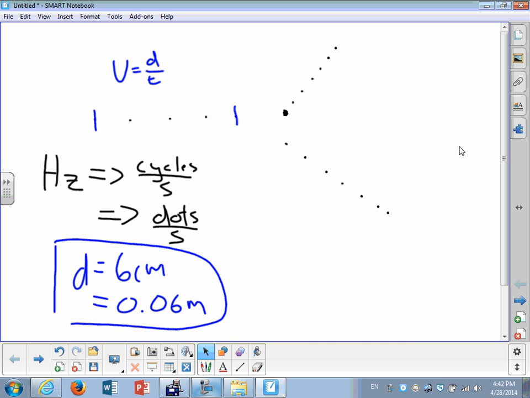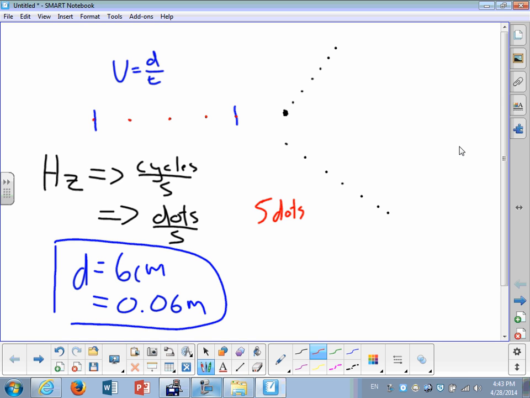Next, how am I going to figure out how long it took for my object to travel that 0.06 meters? Well, it's not that difficult. All I need to do is count some dots. All right, so there's 1 dot, there's 2 dots, there's 3 dots, there's 4 dots, there's 5 dots. So it traveled 5 dots, which was 0.06 meters. So I've got 5 dots.